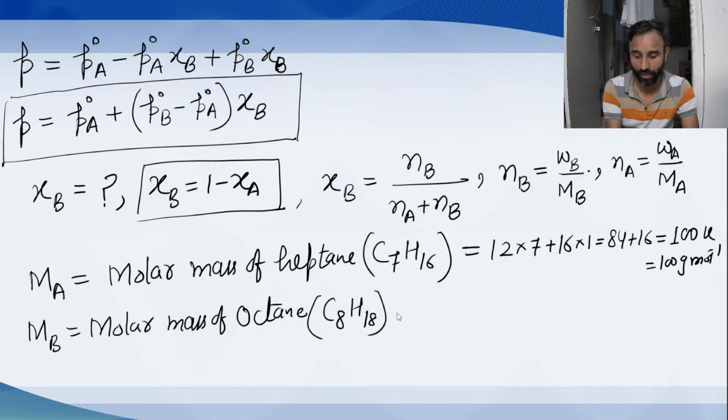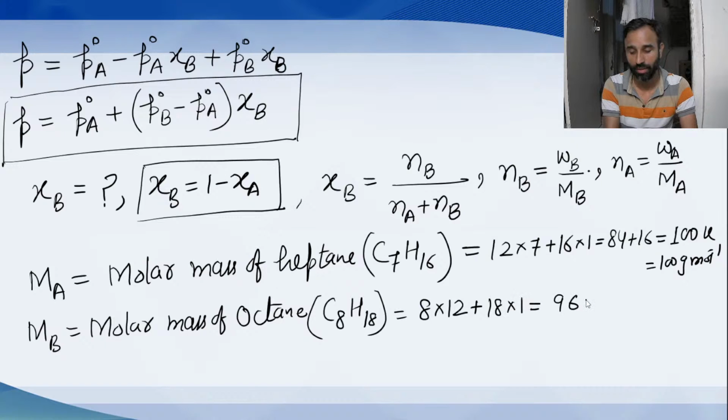Now come to octane. It is 8 into 12 plus 18 into 1. Okay, plus 18, that is 114, or 114 gram per mole.